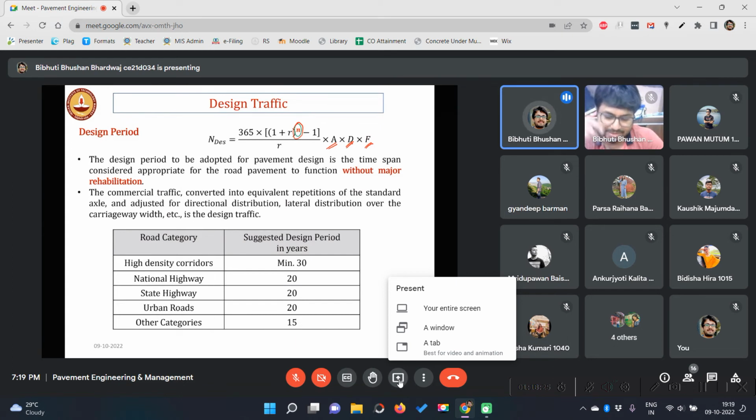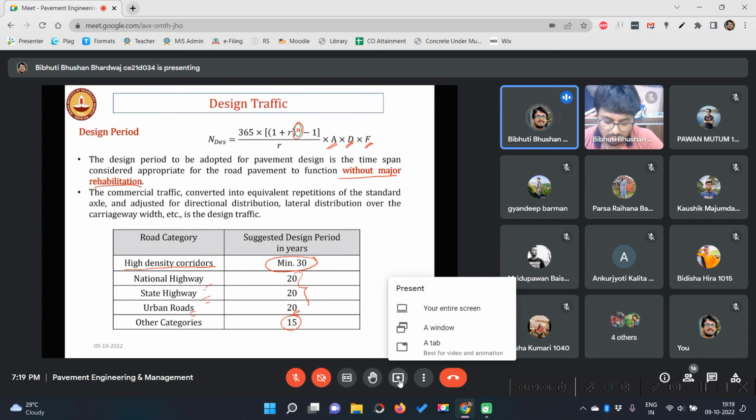Okay, so this N is the design life without major rehabilitation. There can be minor little bit distresses, but the pavement should not fail in the design life. And this design life is different for different categories of roads. If you are considering rural roads, maybe you can design for 15 years. Urban roads, 20. State highway, national highway for 20 years. The high density corridors like expressways and all, minimum 30. You have to design the road for minimum 30 years.